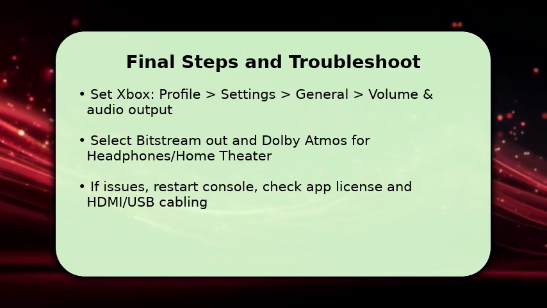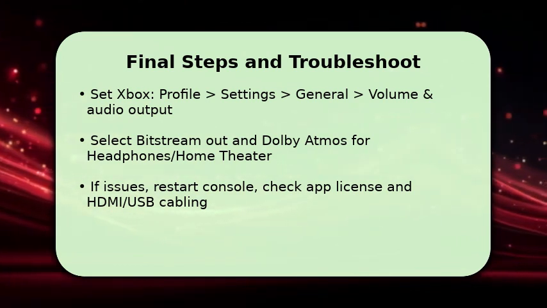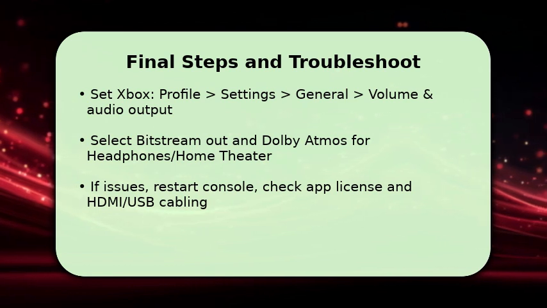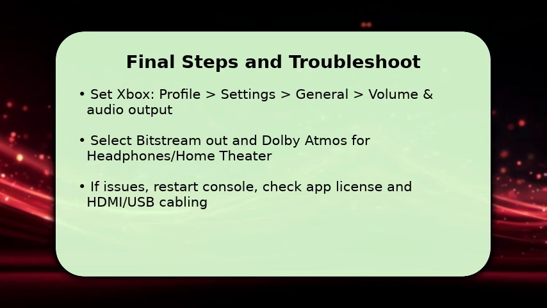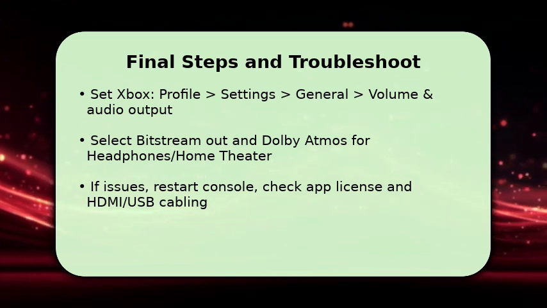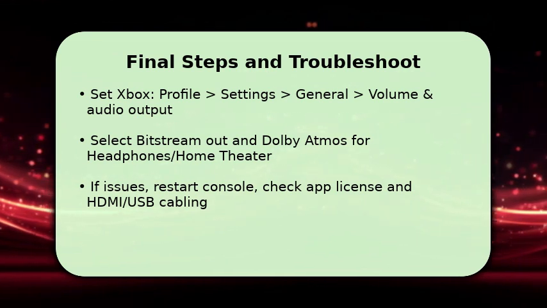If you encounter problems, restart the console, verify the Dolby Access license is active, and inspect HDMI or USB cabling. As a key troubleshooting tip, reinstall Dolby Access and rerun the calibration if audio channels are missing or placements feel wrong.